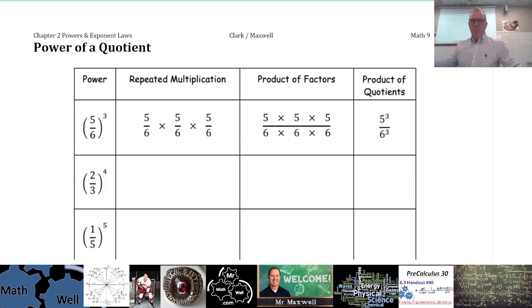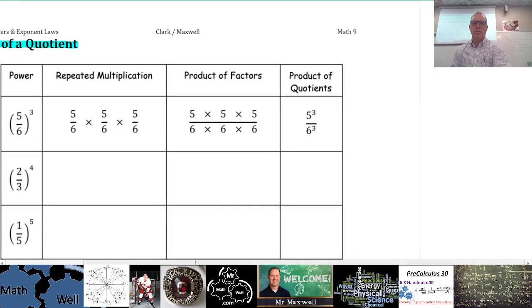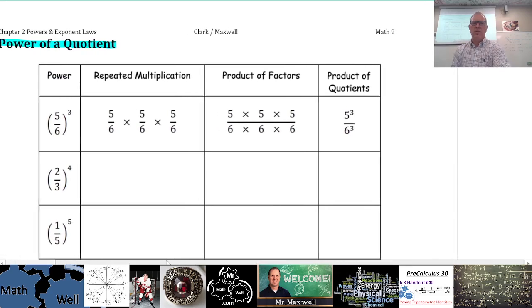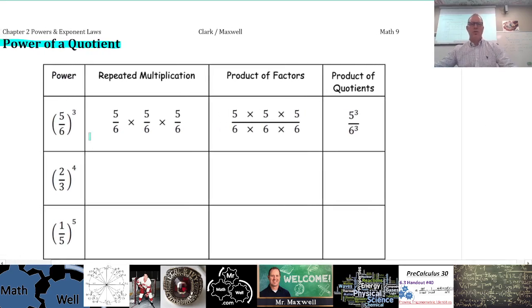All right, this one is called power of a quotient. Now a quotient, if you remember, is the result when dividing, right? So on the chart here, I have a quotient. This is a quotient right here, this 5/6, okay? That's a quotient. And I am taking this quotient to the power of 3. That's why it's called the power of a quotient.